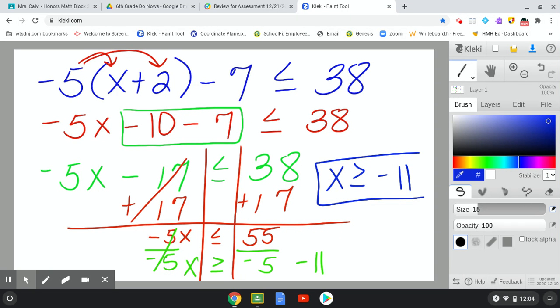All right, and that's pretty much it. Just multiple steps going on. Just making sure that you're neat and organized is going to definitely help you. Don't forget, when you are moving a negative number for multiplication and division, you have to remember to flip your inequality symbol.